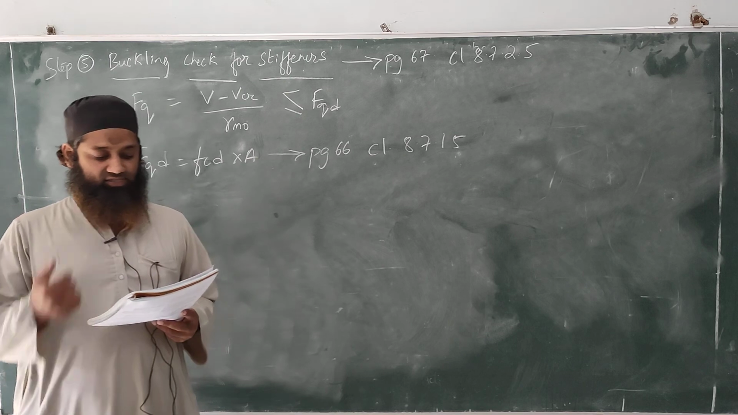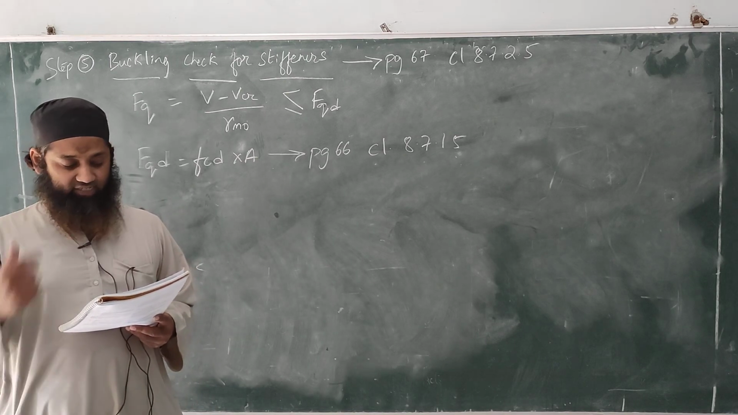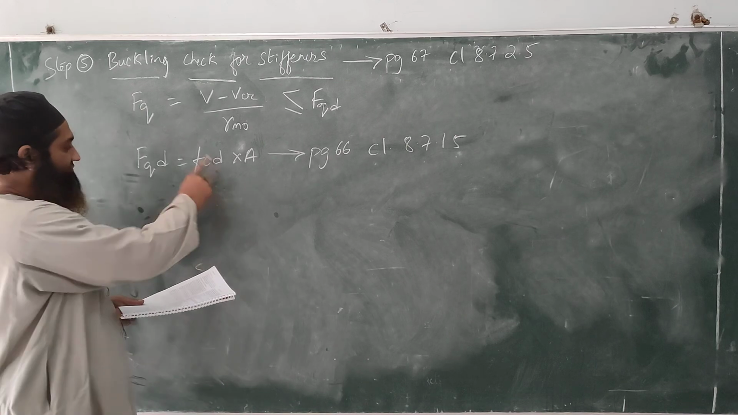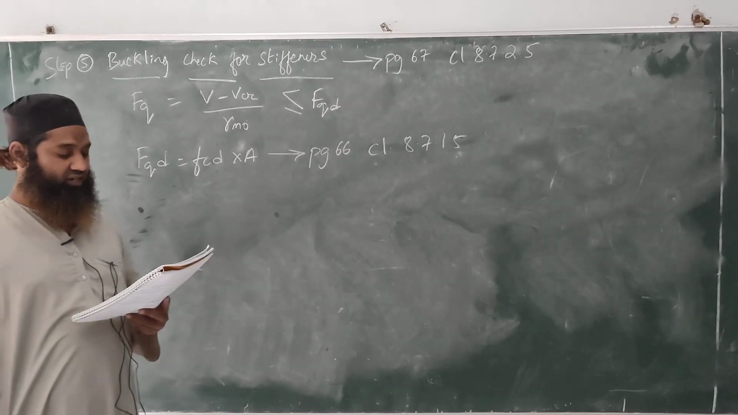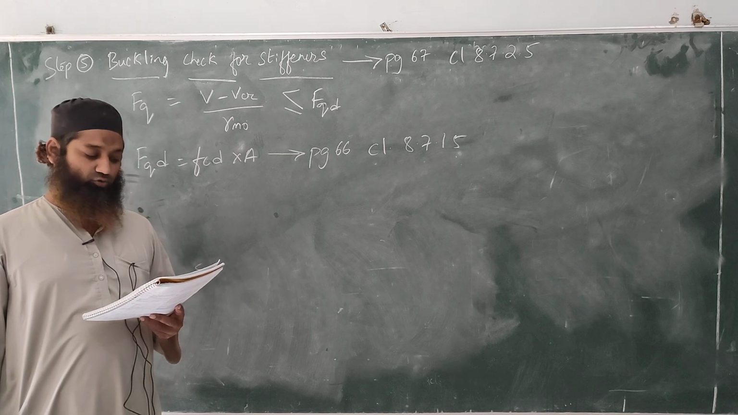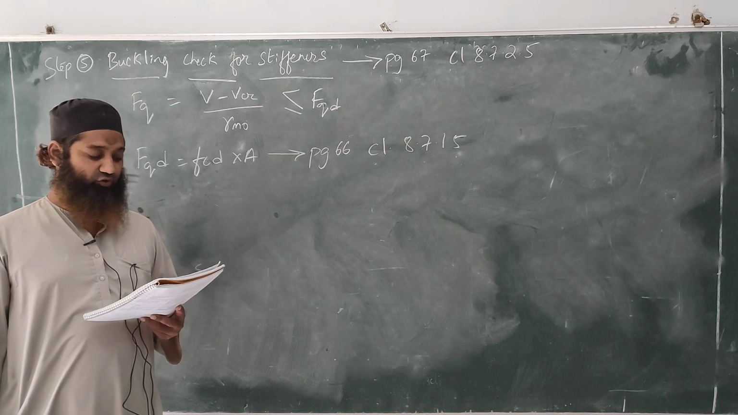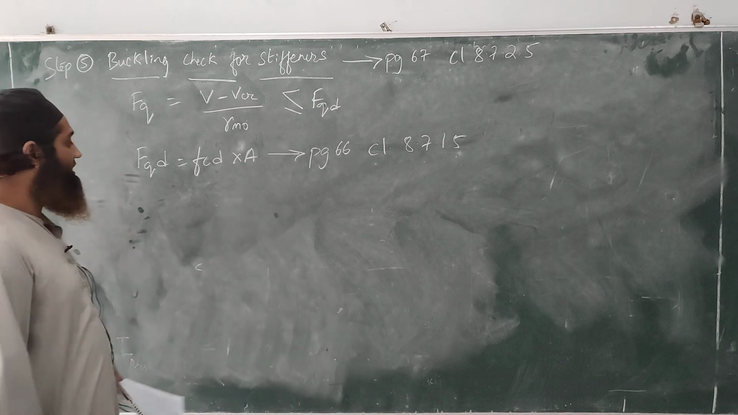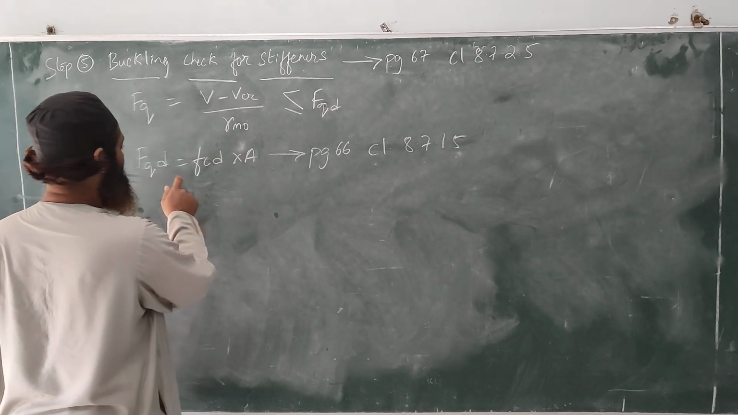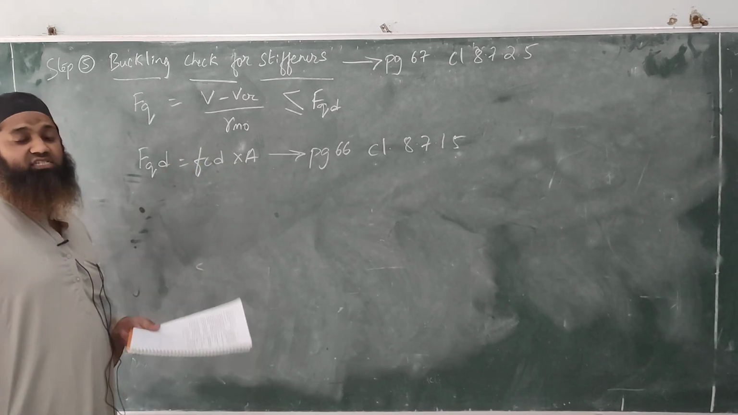The buckling resistance FQD should be based on the design compressive stress, that is FCD, of a strut, the radius of gyration being taken about the axis parallel to the web. The effective section is the full area or core area of the section. That is why FQD is equal to FCD into A. This is what the clause says.